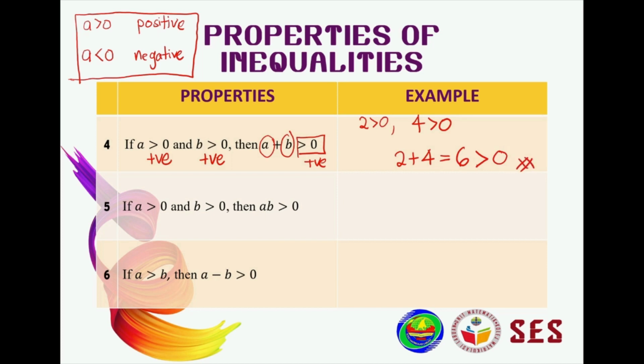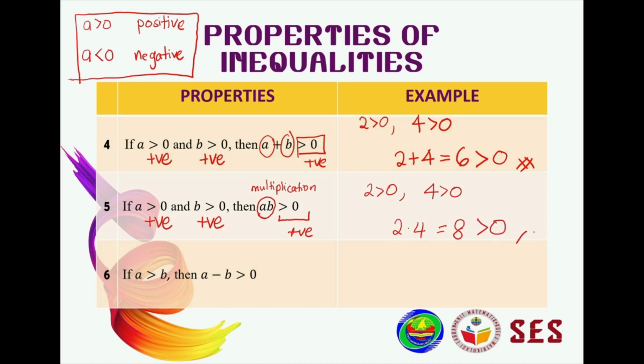Okay, just like that. So now, if A is a positive number and B is a positive number, if you multiply, so this is a multiplication. If you multiply both positive numbers, you will get another positive number. Let's say if I have 2, a positive number, and 4, a positive number. What happens if I multiply 2 and 4? I will get 8, right? So is 8 a positive number? Yes, it is.